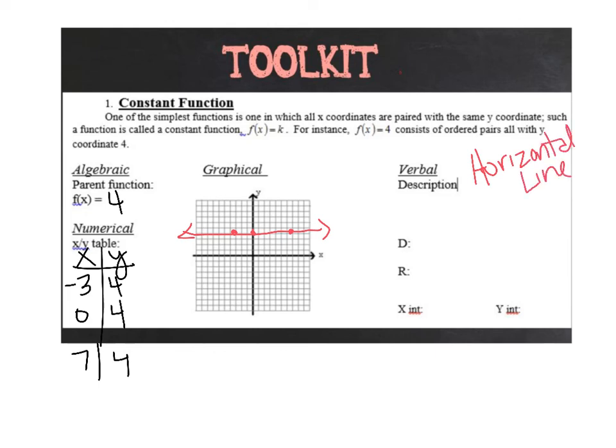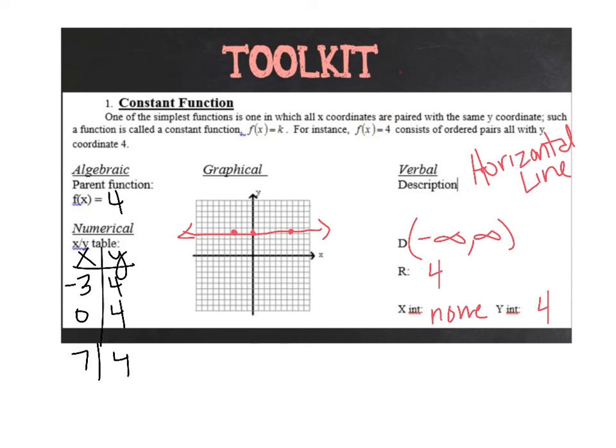As far as my domain and range, my domain, it goes forever left and forever right, so negative infinity to infinity. The range is not that, though. The range is kind of weird because the range is your possible y values. And if you look at your table, your y value is always 4. It's not even an interval so much. I'm just going to say the range is 4. My x-intercept doesn't touch the x-axis, but it does touch my y-axis. I have a y-intercept of 4.